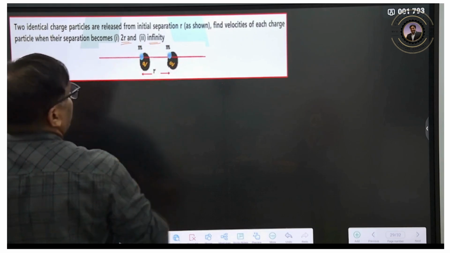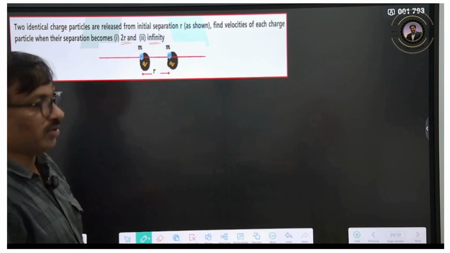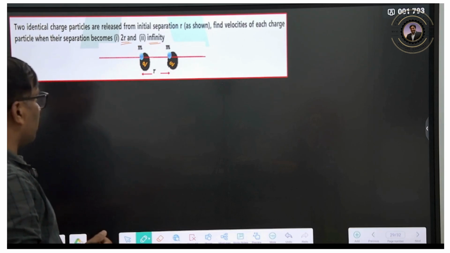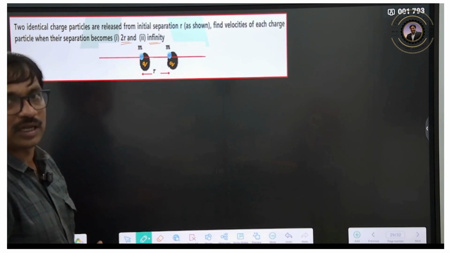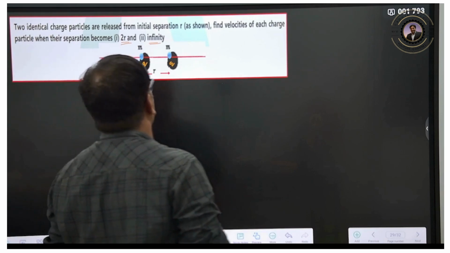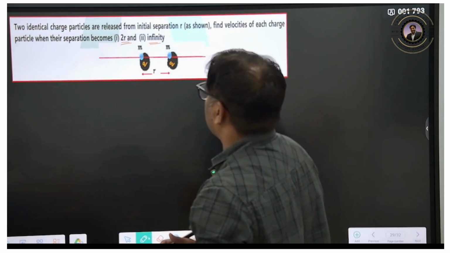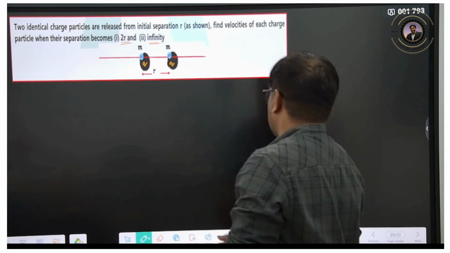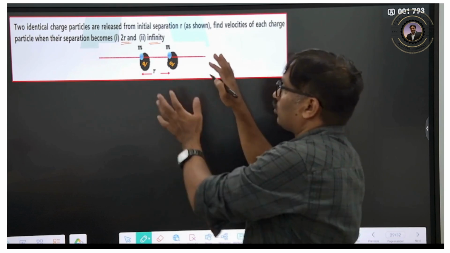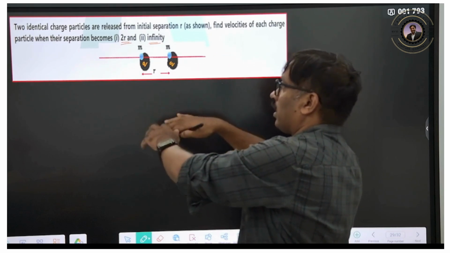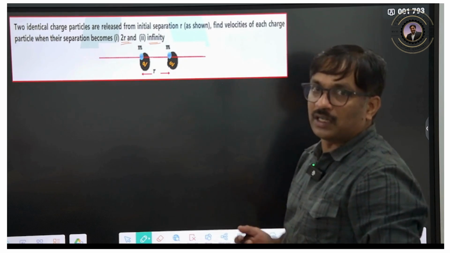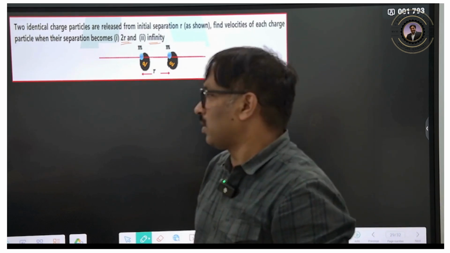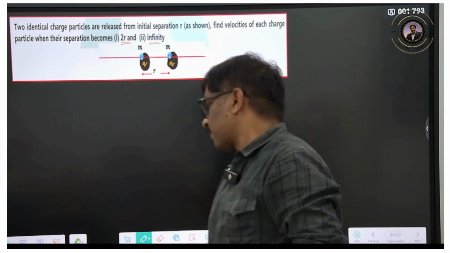Infinity means the potential energy will become 0. So you can try this type of questions. If you do not get it, we can solve it. It's very easy, just now we discussed: use the initial potential energy, then the final potential energy. Loss in potential energy will be equal to gain in kinetic energy. Clear?